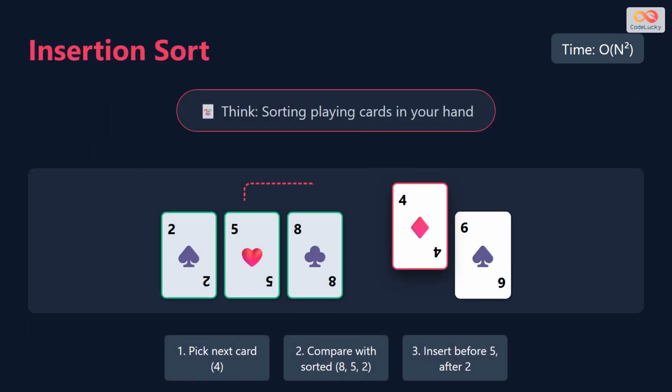Insertion sort is the algorithm you likely use intuitively when playing card games. You take one card at a time from the unsorted pile and compare it against the sorted cards in your hand, shifting them over until you find the correct spot to insert the new card. It is very efficient for small lists or data that is already mostly sorted.